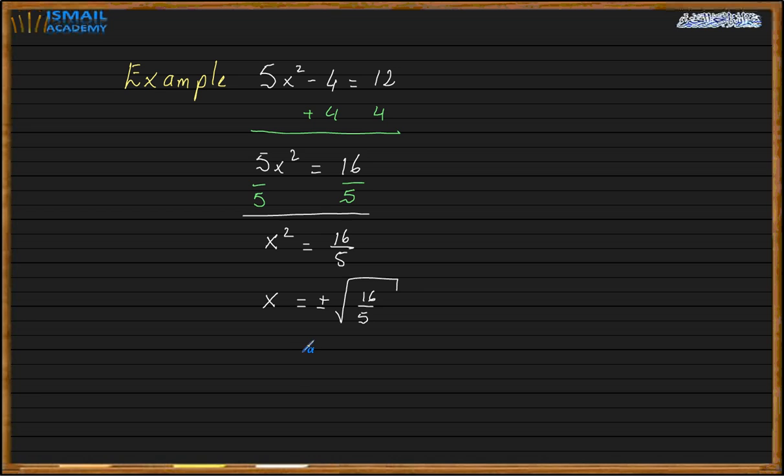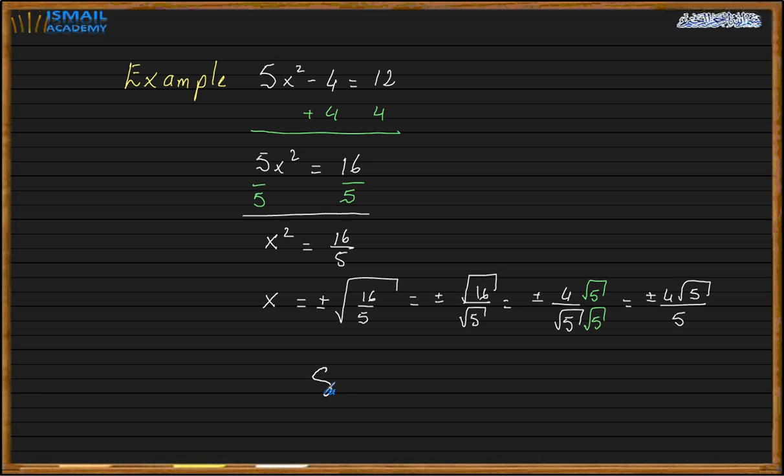So this is equal to plus or minus square root of 16 over square root of 5, which is plus or minus 4 over square root of 5. I don't want to skip those steps. But we cannot have an irrational number in the denominator. So what we do, we multiply both sides by the same denominator. So my final answer will be plus or minus 4 square root of 5 over 5.